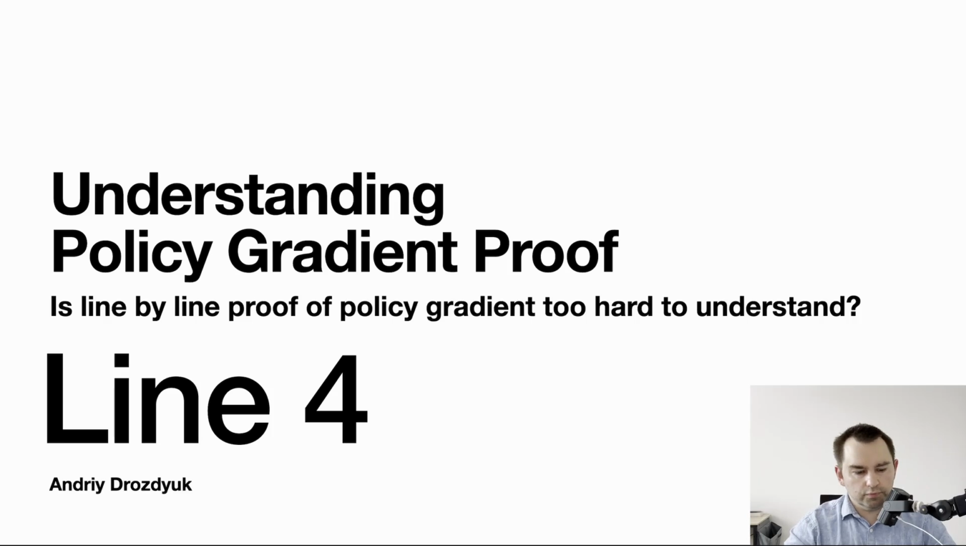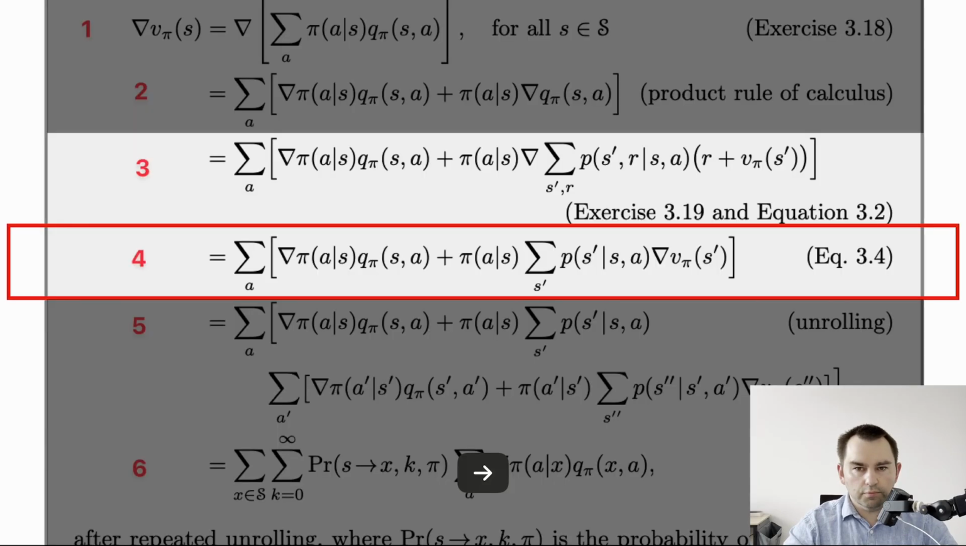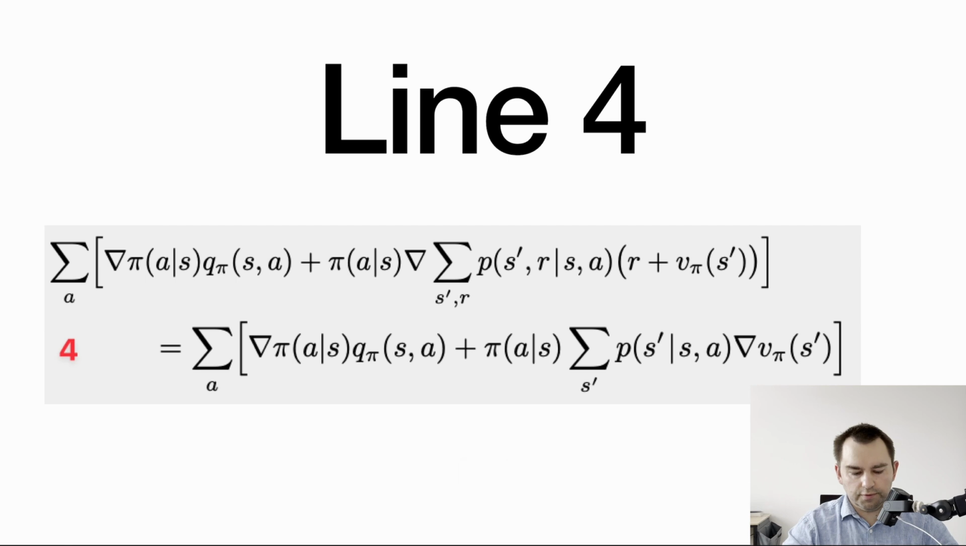Okay, welcome to the proof of line 4. Today we'll look at line number 4 from the policy gradient proof. Here it is in the context of the previous line. As you can see, this is what we have to prove. So let's go over what we are after here.